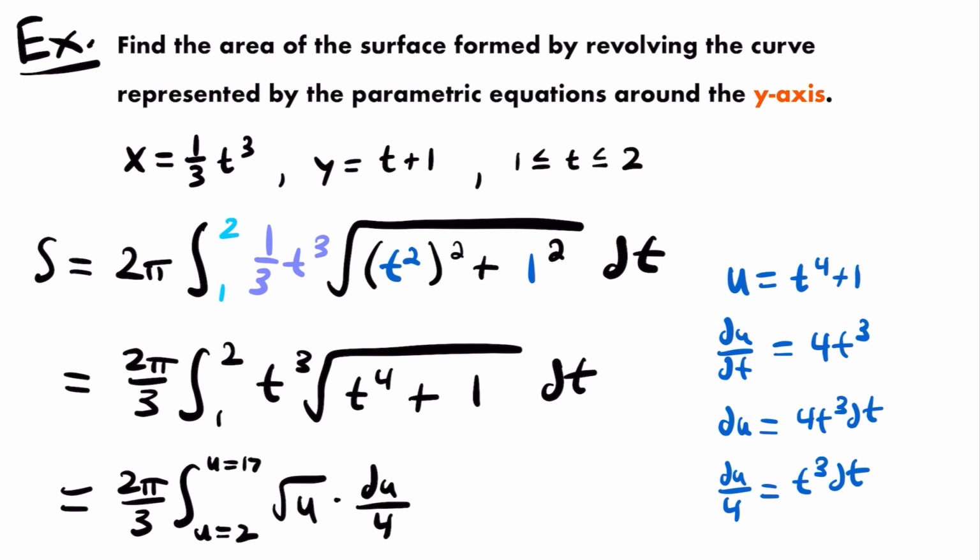All right, so now our integral is entirely in terms of u. We don't have to convert back into terms of t. We can just integrate this expression and then evaluate at our bounds of integration in terms of u.